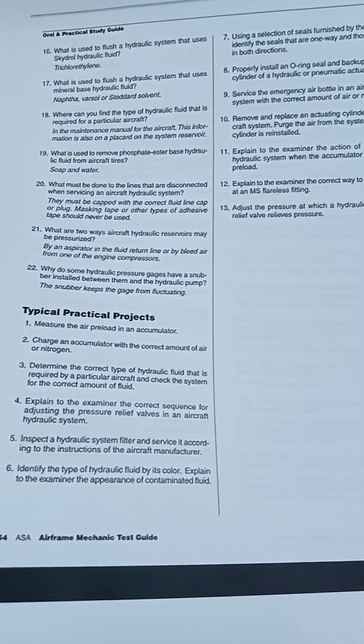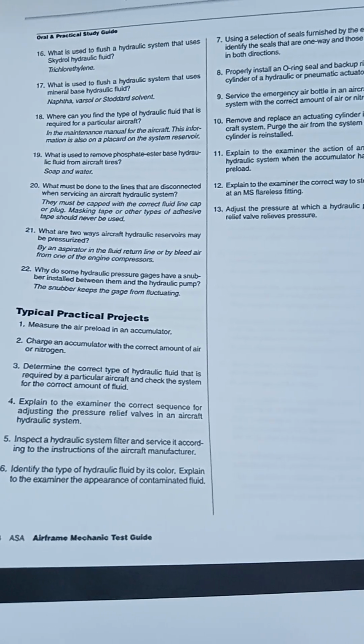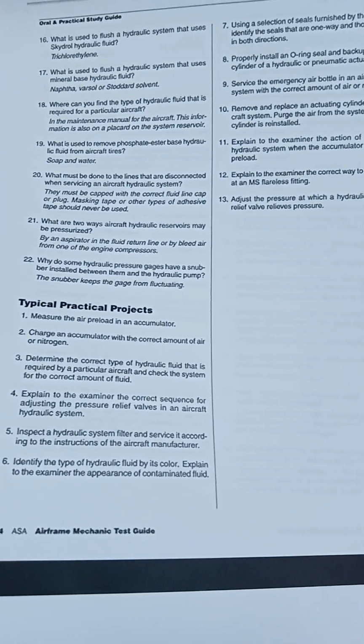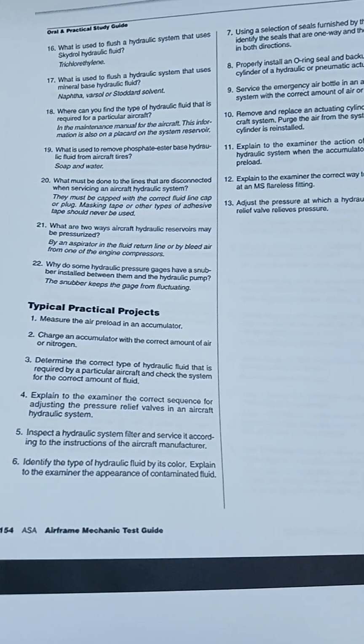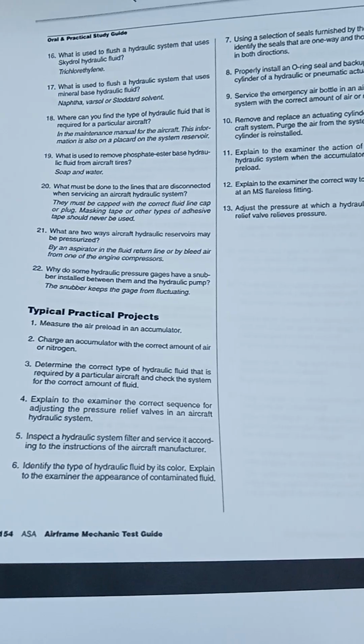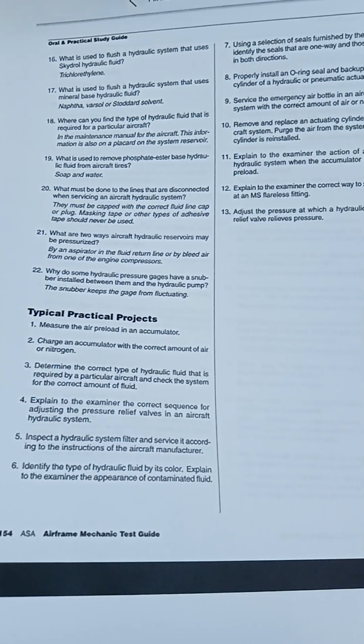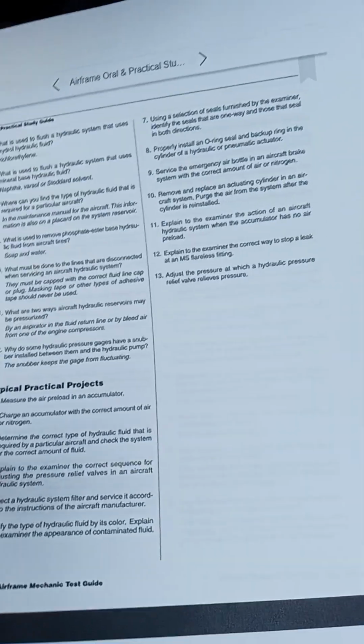They may be pressurized by an aspirator in the fluid return line or by bleed air from one of the engine compressors. Why do some hydraulic pressure gauges have a snubber installed between them and the hydraulic pump? The snubber keeps the gauge from fluctuating.